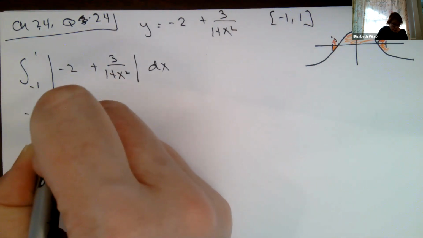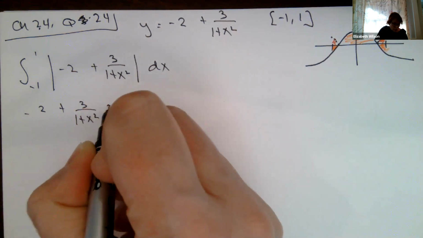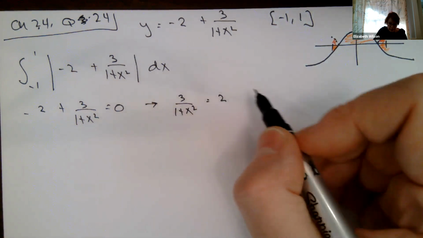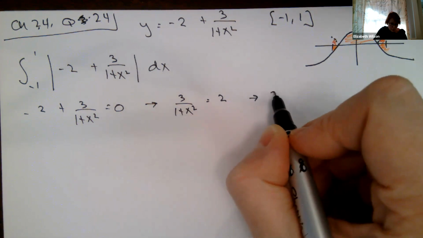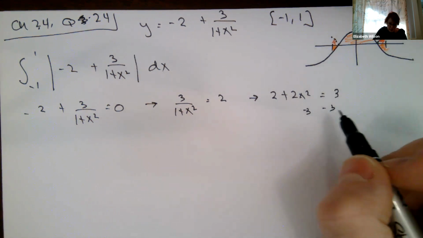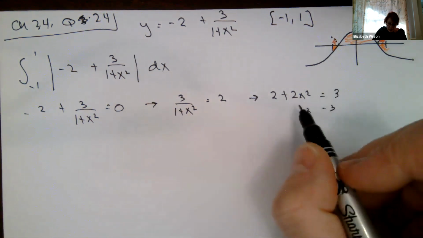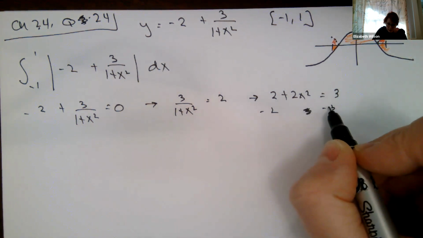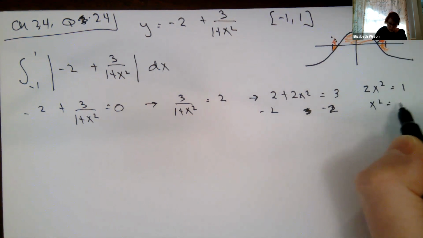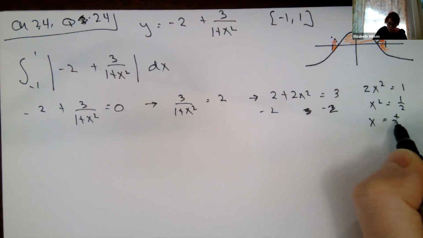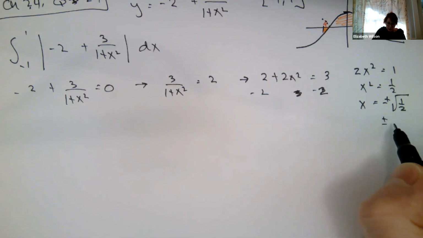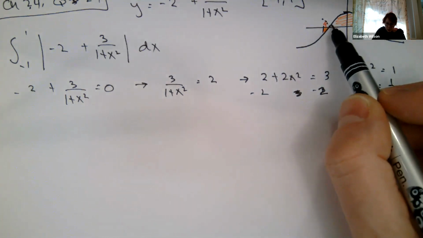All right, so what I'm going to do is say -2 plus 3 over 1 plus x squared equals 0. Then I'm going to cross multiply and solve. So this becomes 2 plus 2x squared equals 3. I'm going to subtract 3, and then basically, no, I'm sorry, I did that wrong. I'm going to subtract 2. So I'm going to get 2x squared equals 1. So x squared equals 1/2. So x equals plus or minus radical 1/2, right? 1 over radical 2, which is plus or minus 0.7071, just to let you know where it's passing through.